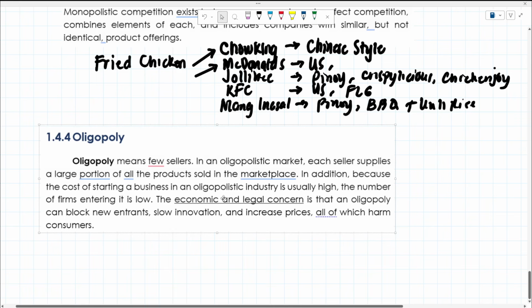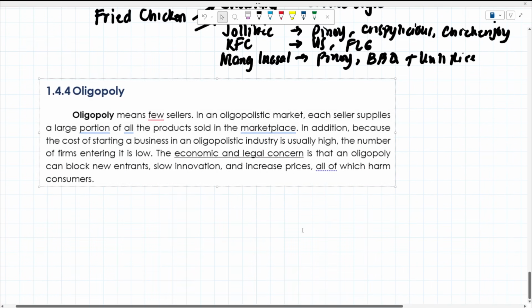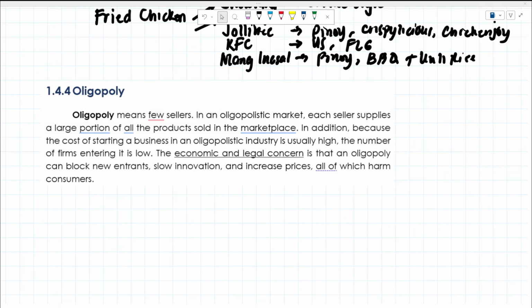In addition, because the cost of starting a business in an oligopolistic industry is usually high, the number of firms entering it is low. Okay? But it's not that high that it becomes a monopoly. Kanina. In this case, mahal siya pero kaya na ng mga mayaman na pumasok sa mga businesses na to, no? So, the economic and legal concern is that in an oligopoly, it can block new entrants to the market. Okay? It can slow innovation and increase prices. 'Di ba parang monopoly yung kanyang datingan, no? Papunta na siya doon, no? But not entirely.